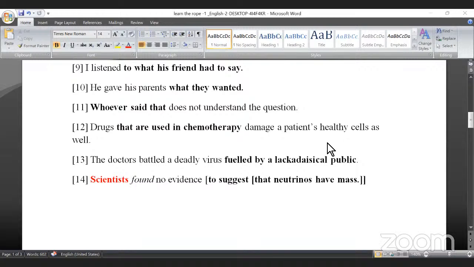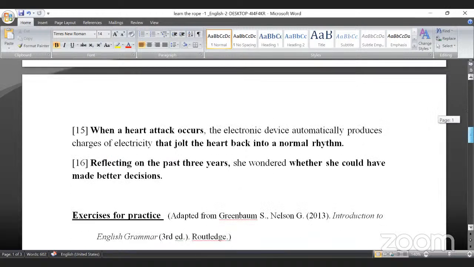So let's look at another sentence that we practiced last week, which is the 15th one. When a heart attack occurs, the electronic device automatically produces charges of electricity that jolt the heart back into normal rhythm, right? Since it's already emboldened, we don't have to sit and guess what the subordinate clause is. So you have two subordinate clauses here: when a heart attack occurs, and that jolt the heart back into normal rhythm. Look at both of them carefully and tell me what they do in the sentence.